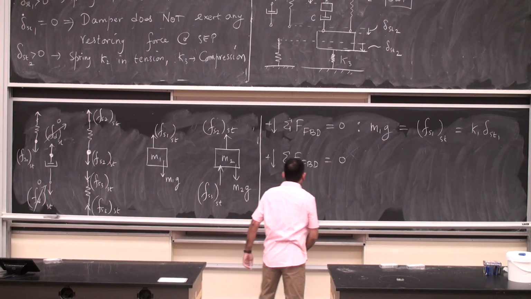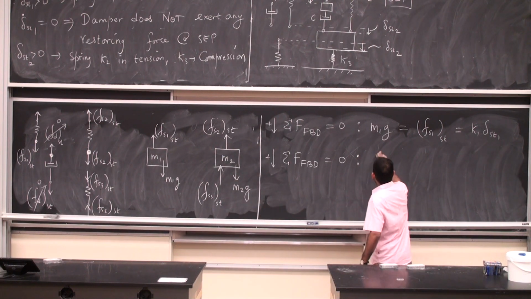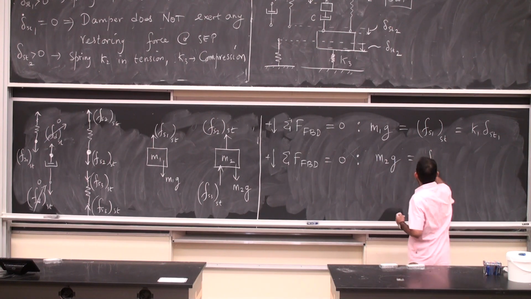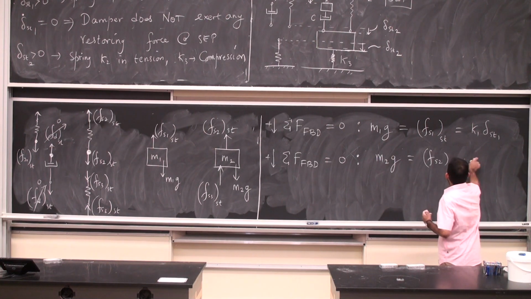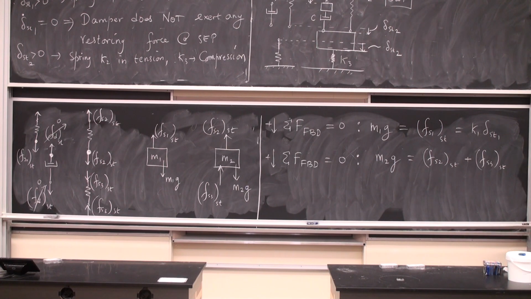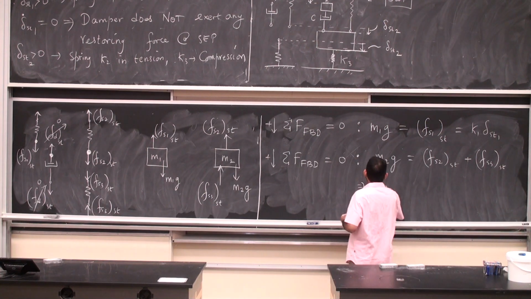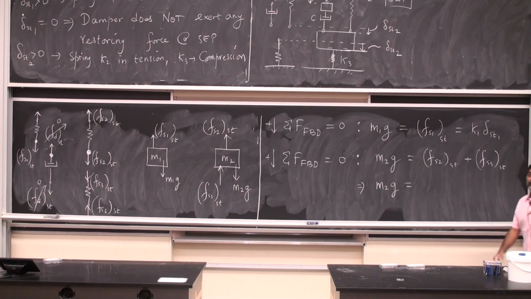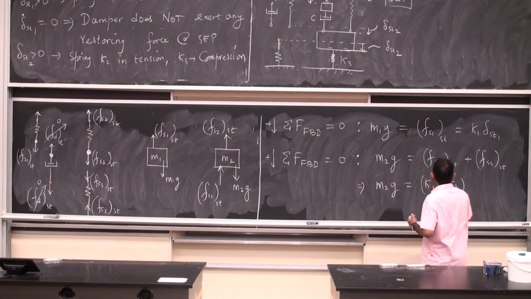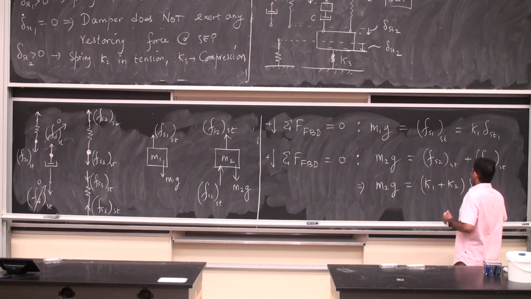Force is pointing vertically down, M2G, and then all the other forces will be subtracted. So I bring them to the other side. So this is going to be Fs2 static plus Fs3 static, or M2G. Because the static deflection of the springs K2 and K3 are the same, they are moving with the same delta static, this is going to end up being K2 plus K3 times delta static 2.